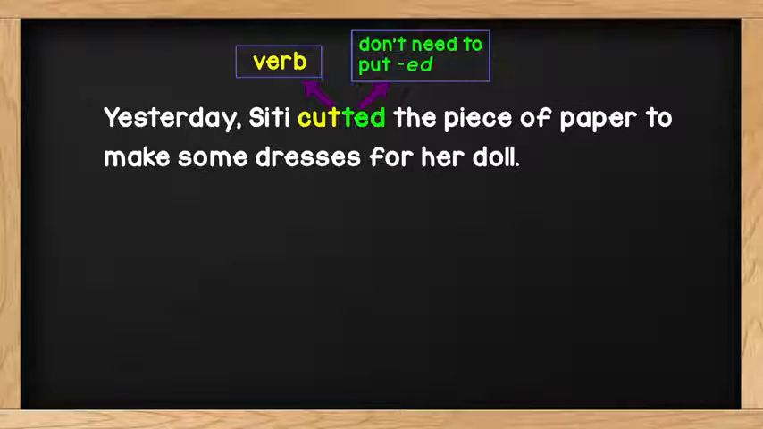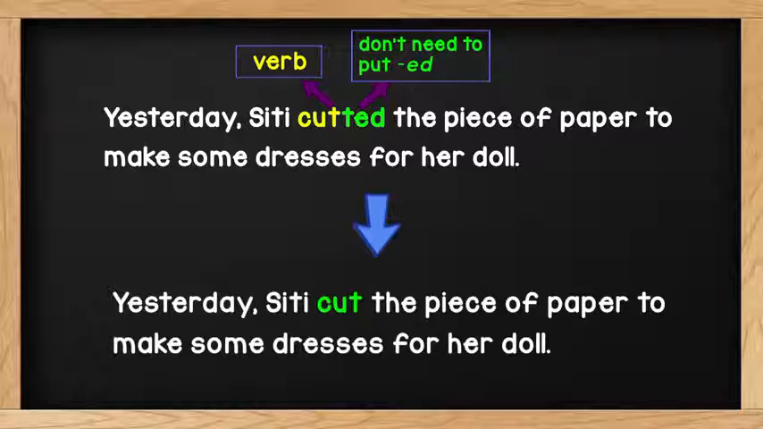Instead, we should follow the third rule when using irregular verbs. Do you still remember the rule? When we use certain irregular verbs in the simple past tense, the verb does not change at all. So this means that the word cut should keep its original form in this sentence. So the correct answer will be, yesterday, Siti cut the piece of paper to make some dresses for her doll. If you answer correctly, then it means you have mastered the simple past tense. Well done!